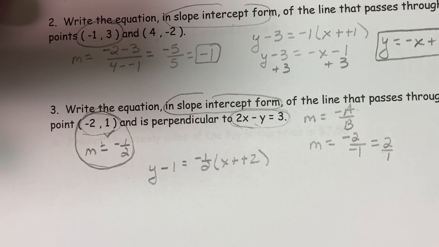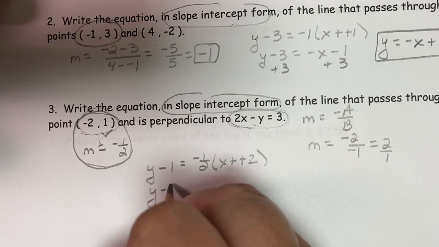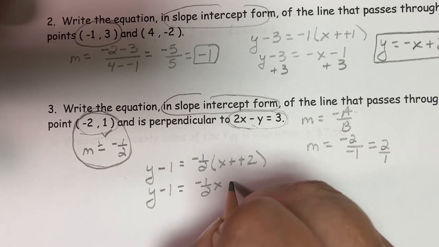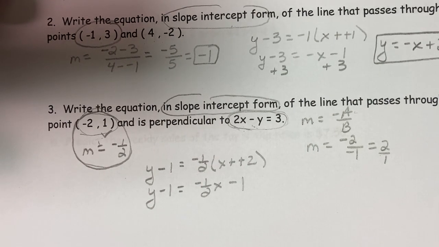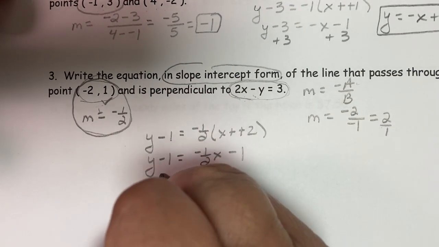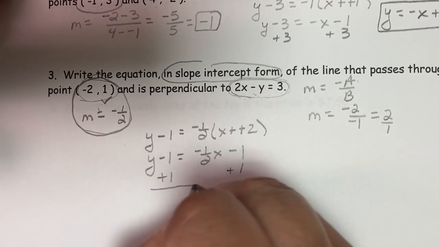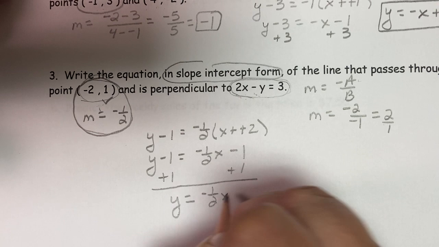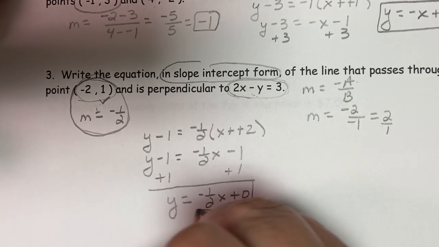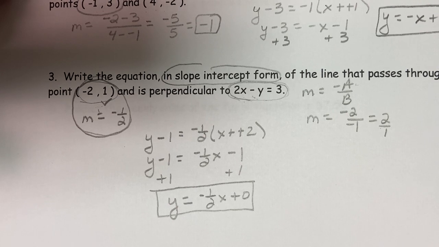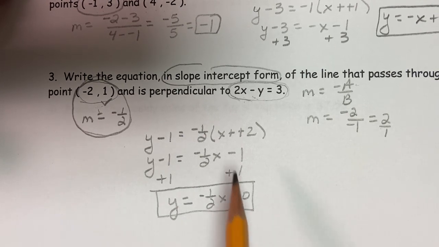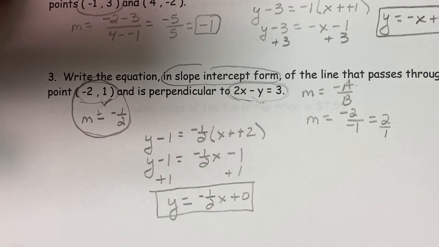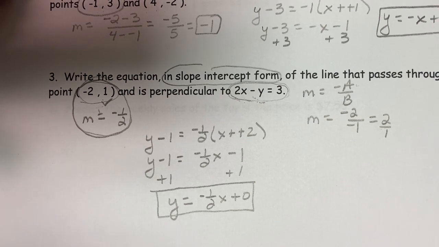So again, we have to change this to slope-intercept form, so I'm going to first distribute. So that's going to be negative 1/2 x, and then negative 1/2 times 2 is negative 1. Now I'm going to get the y alone by adding 1 to both sides. So I'm going to get y is equal to negative 1/2 x plus 0. And no, you don't have to write the plus 0 if you don't want to. But there is the equation of the line that passes through this point and is perpendicular to this line. All right, I'm going to turn the page and we're going to do a part 2 of this video.